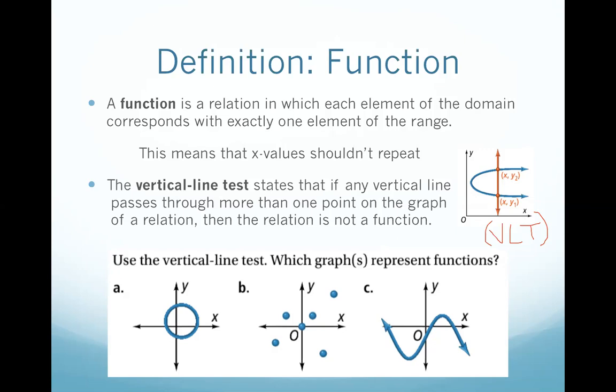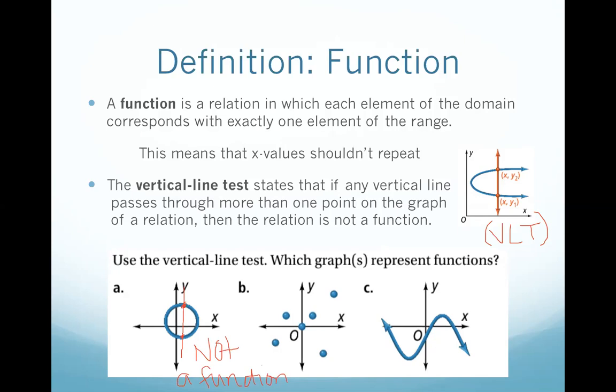So let's take a look. Try using the vertical line test for graph A. Do we think graph A is a function? Well, notice if I draw a vertical line through this graph, the y-axis is a vertical line. It passes through the graph twice. So this is not a function. A is not a function.